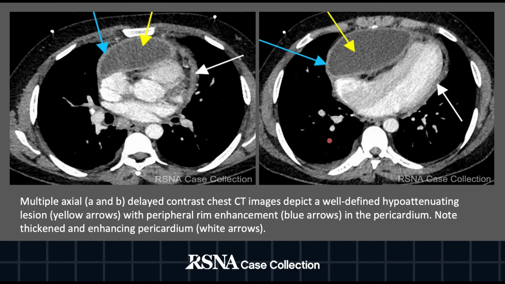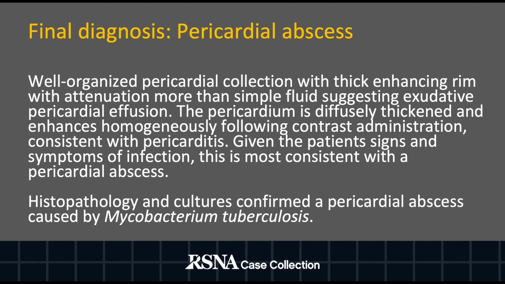So these are the axial delayed contrast chest CT images. The lesion can be very well depicted over here, and more importantly, the thickening of the pericardium is very well appreciated on the delayed images. It is not only thickened but it is also enhancing. So based on the above imaging features, our final diagnosis was of a pericardial abscess.